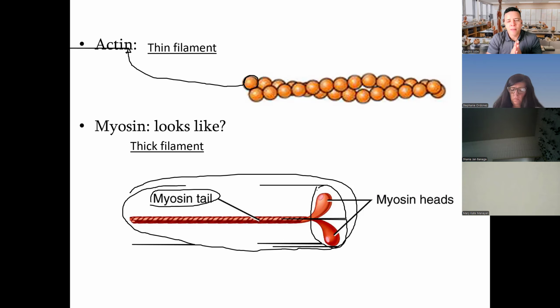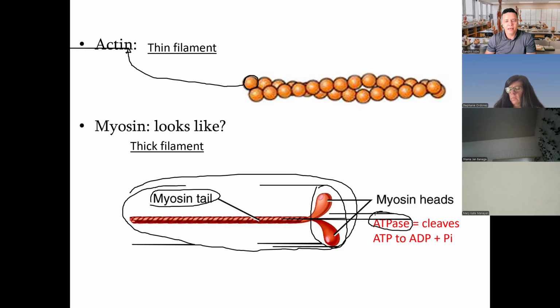Now, there's something else that is special about the myosin protein. What's special about the myosin protein, specifically the myosin heads, is that the myosin heads are a type of enzyme called ATPase. Okay, what do ATPases do? ATPases are enzymes that cleave ATP. When I say cleave, I mean they will grab a phosphate group and remove it from the ATP, forming ADP plus inorganic phosphate.